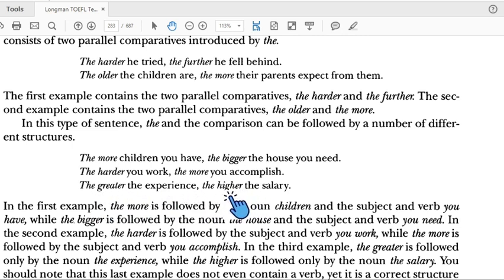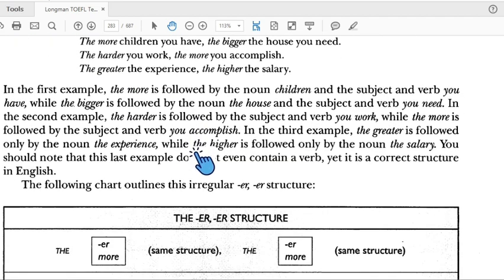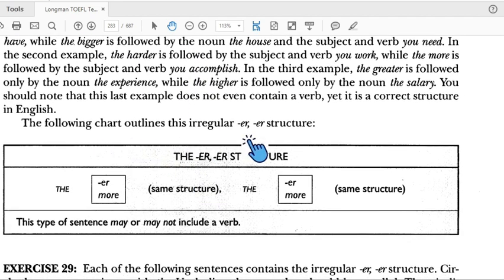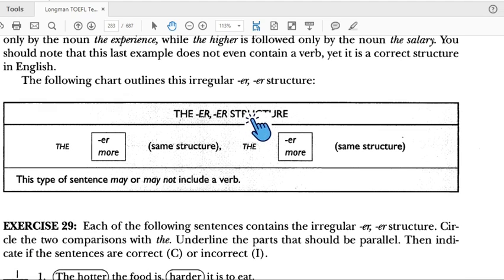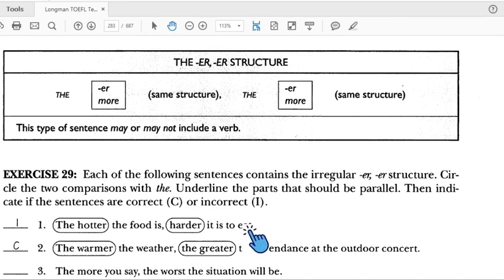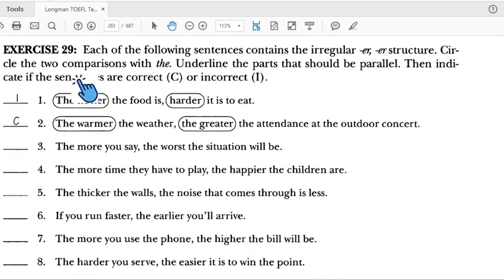Is it parallel or not? Okay, let's look at the following chart that outlines this irregular structure. This is the structure: the ER, the more, the same structure. Again, the ER, the more, and the same structure. This type of sentence may or may not include a subject and verb. Well, back to exercise 29. It's easy. Just look for whether it is parallel or not, and whether it has the same structure or not. Take your notes and your pen and let's practice.